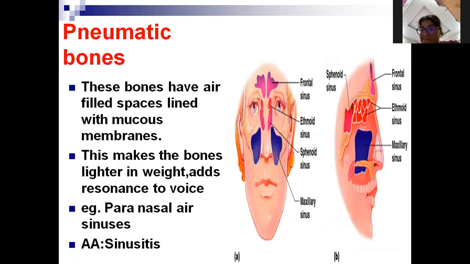Do we feel the heaviness of our head? No. Why? Because our bones are filled with air. A balloon filled with air is so weightless, right?